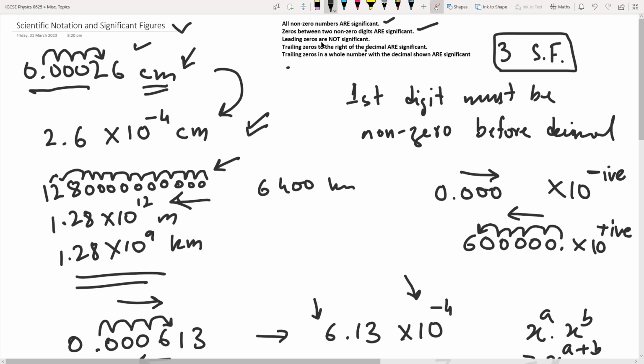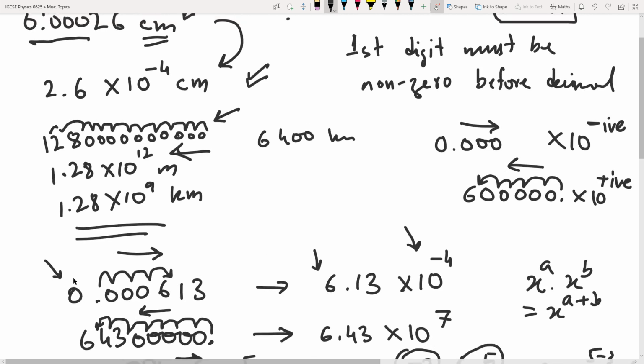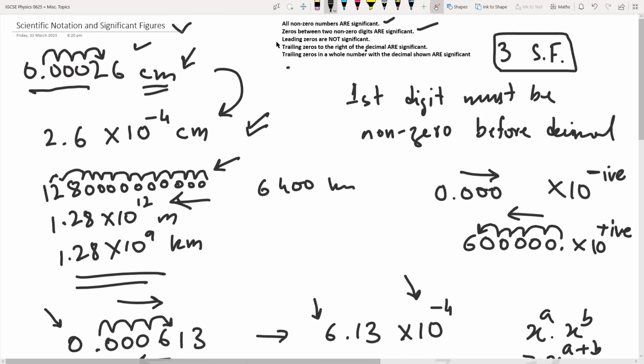Leading zeros are not significant, which over here, even in the scientific, we discussed that this is a leading zero, and we did not consider this for scientific notation. So that's also the case for significant figures. Then trailing zeros to the right of the decimal are significant. These are trailing zeros right over here. So as an example, these are considered significant. Why we consider these as significant, I'll discuss in a moment. And trailing zeros in a whole number with decimal shown are significant, right?